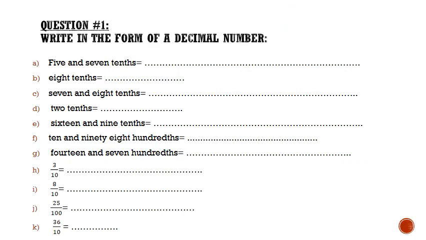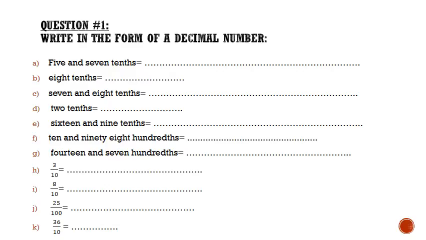Okay? This worksheet covers decimals and division. Starting with the first question, we have to write the following in decimal number, which means in standard form. As you know, I can write a decimal in three forms: the standard form, which is the digit form, the word form, and the expanded form.